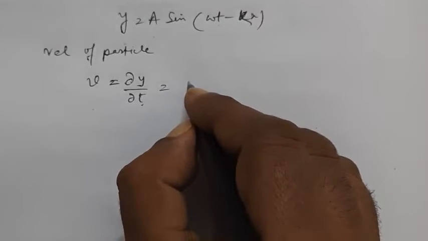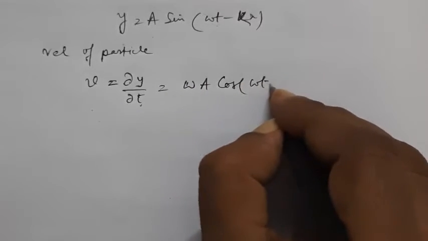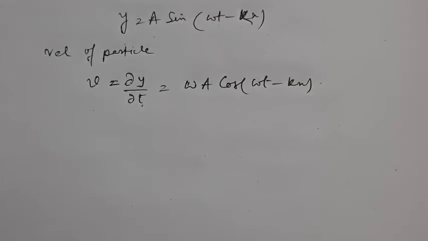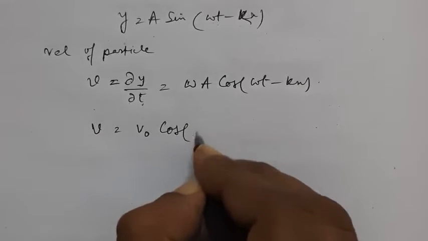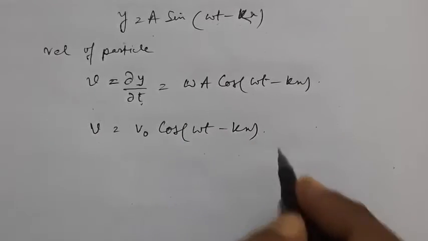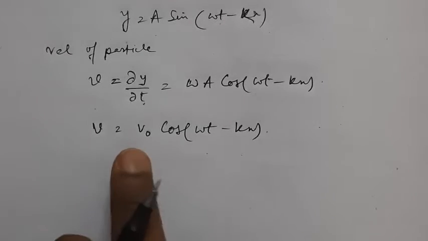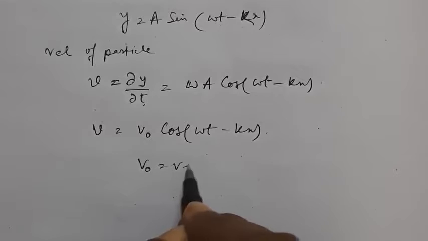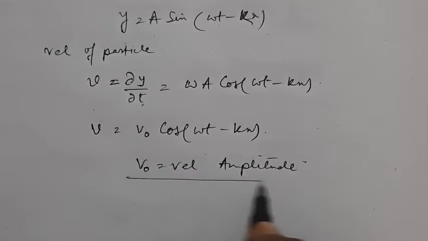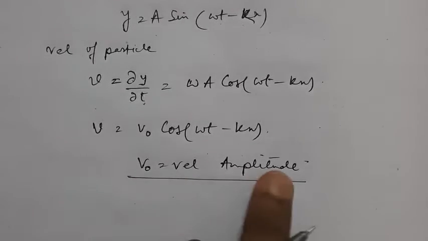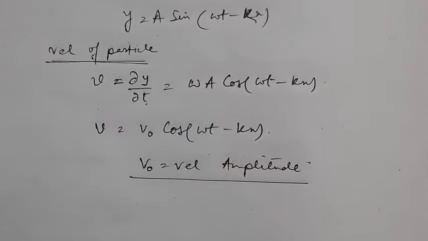So the value will be omega a cos of omega t minus kx. So we can write v is equal to v naught cos of omega t minus kx. Now v naught is called the velocity amplitude. V naught is known as the velocity amplitude. So this is the equation or the value of the velocity of the particle.